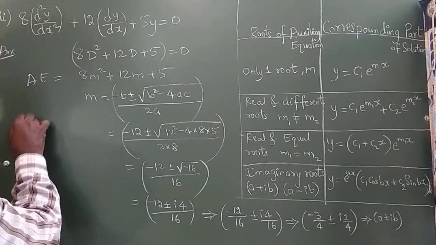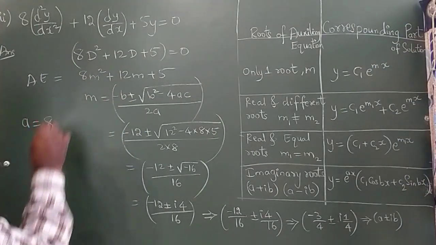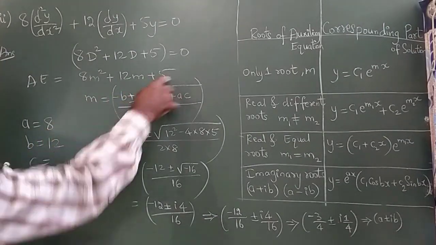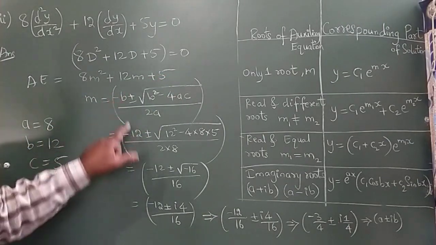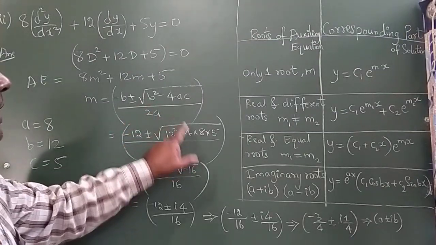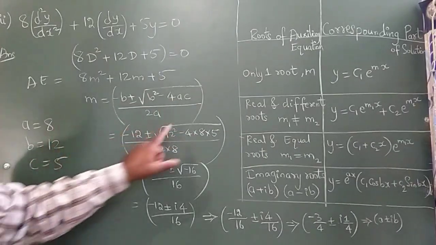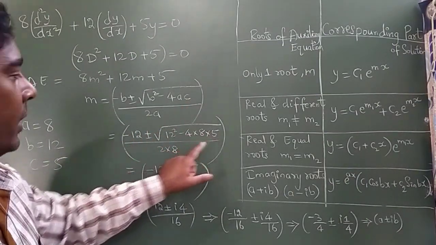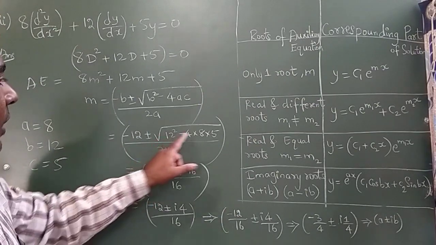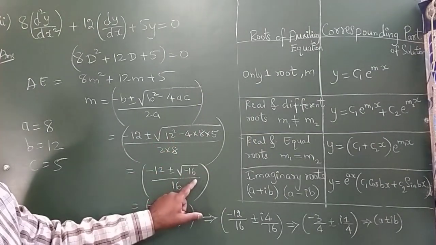Now a, what is a? The first term, that is 8. What is b? 12. Now what is c? It is 5. So b is 12 here, so minus 12 plus or minus square root of b square, that is 12 square, minus 4, a value is 8 and c value is 5, divided by 2 into 8. Now if you calculate this, you will get minus 16 as the answer.